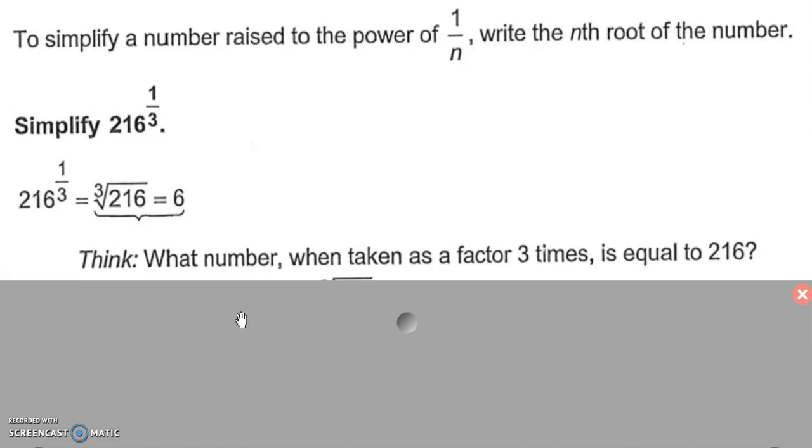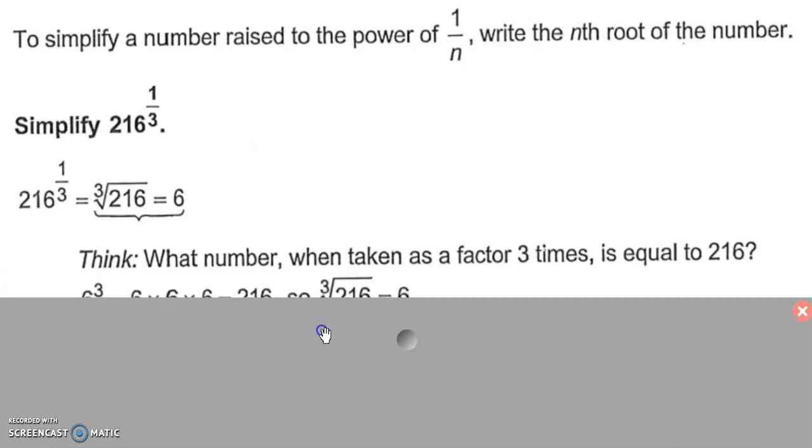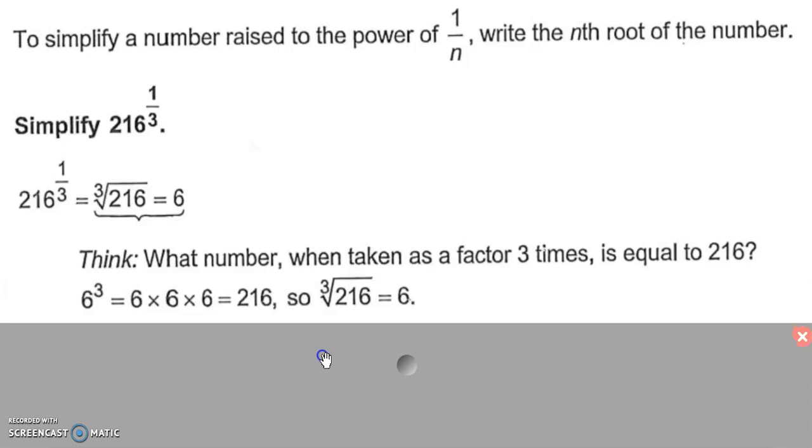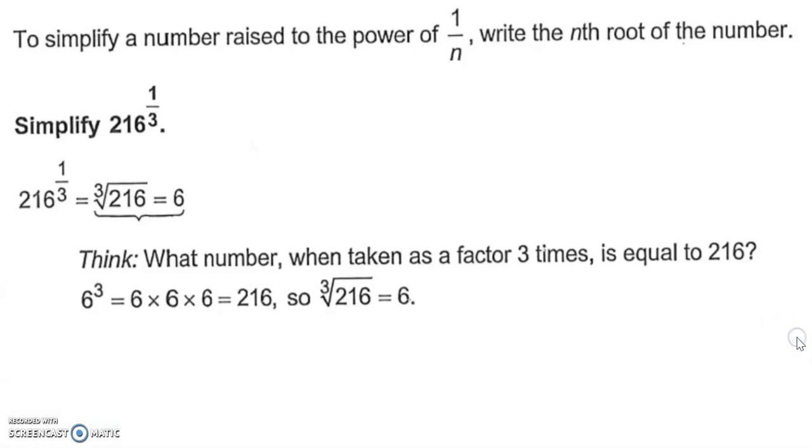And when we do this, we can think what number, when taken as a factor 3 times, aka if I multiply a number by itself 3 times, gives us 216. Well, 6 times 6 times 6 is 216. So the third root of 216 is equal to 6.